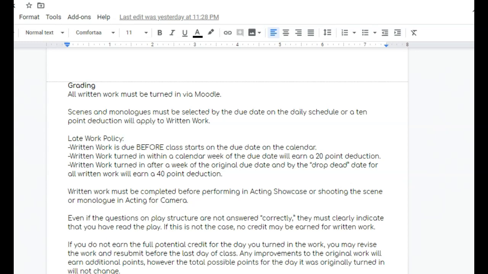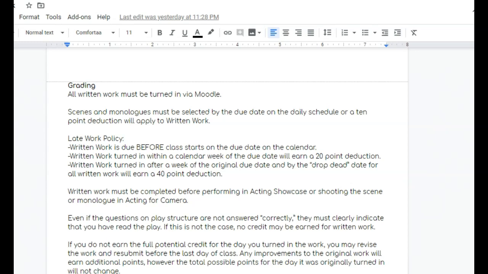It's really important that you don't procrastinate on choosing your material. So pick it on time. I put the date on the calendar so that it gives you time to read the play numerous times and do this work before it's due. How does the late policy work?